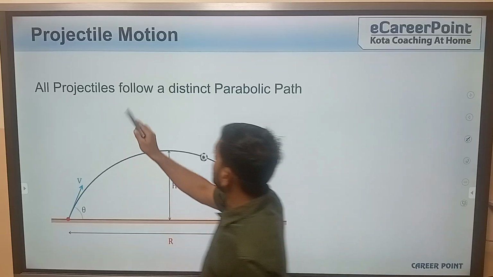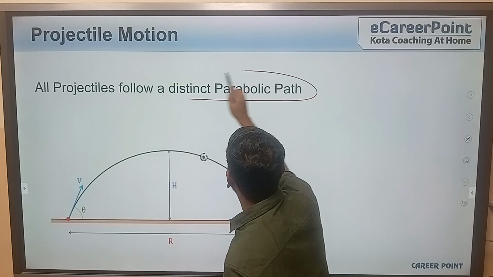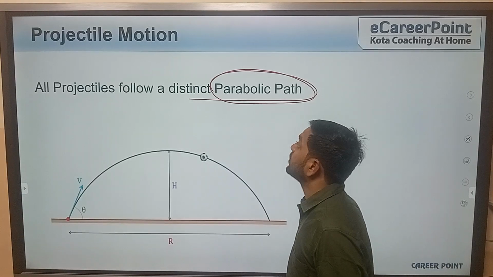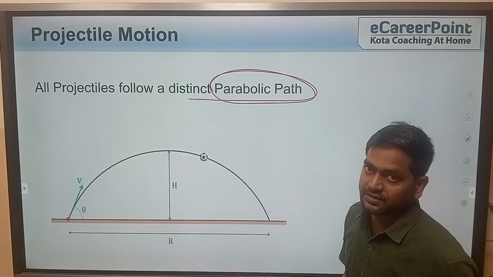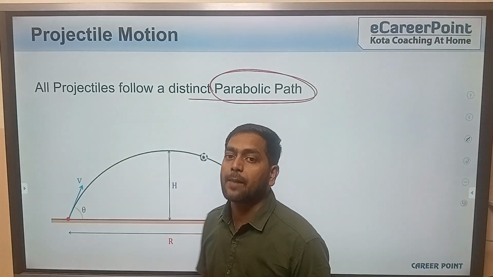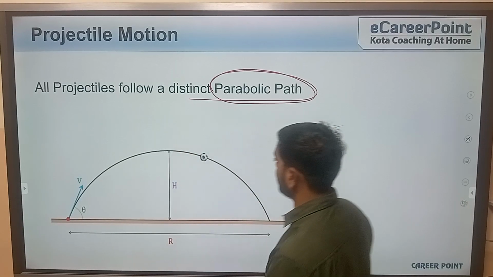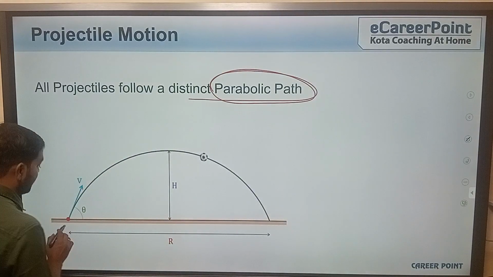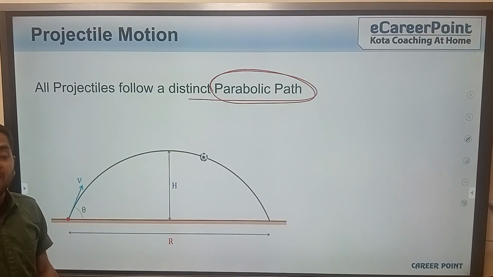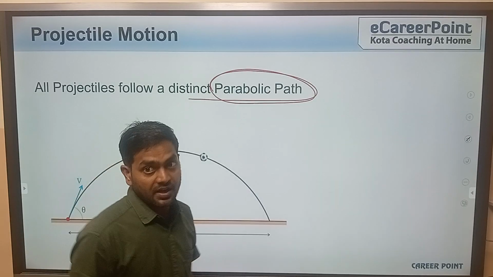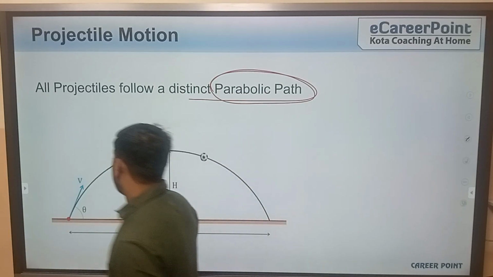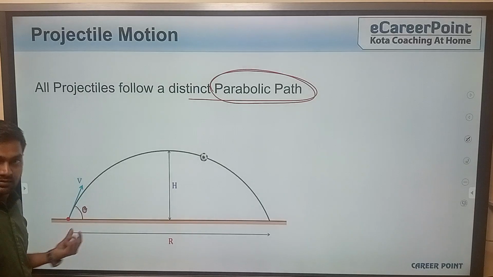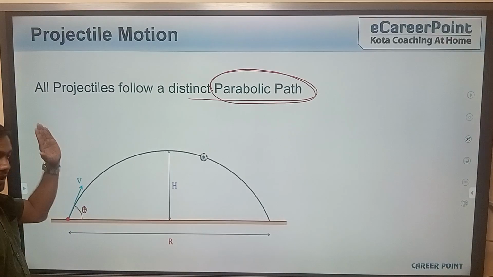All projectiles follow a parabolic path. Every particle follows the parabolic path. Here we have a football, and we give this football a certain velocity. That velocity is called the initial velocity, making an angle with the horizontal. This is horizontal, right? This is vertical.